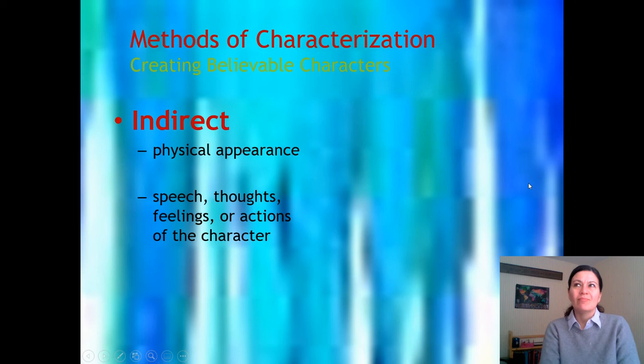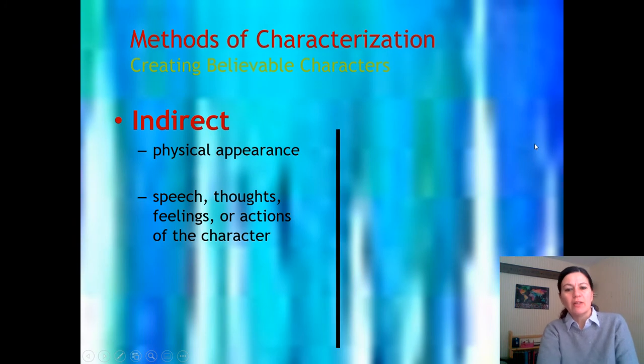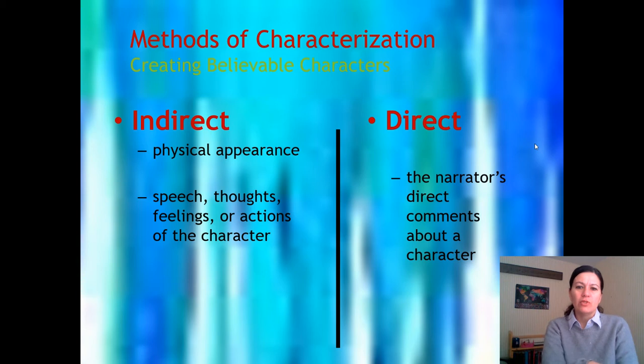So let's talk a little bit more about what indirect and direct characterization is. Indirect, that's kind of what they look like, and it's what their speech, their actions, their thoughts are. So we learn about them from what those characters do. Direct characterization is going to be exactly what the narrator says about them. So, for example, direct characterization would say, Molly is a brat. The narrator is telling you that and giving you that knowledge. Indirect would tell you that by her actions.